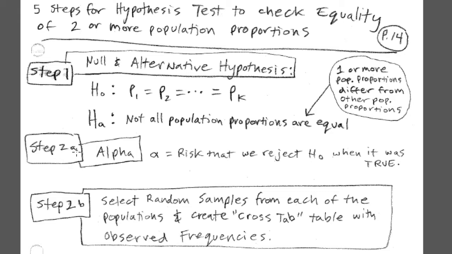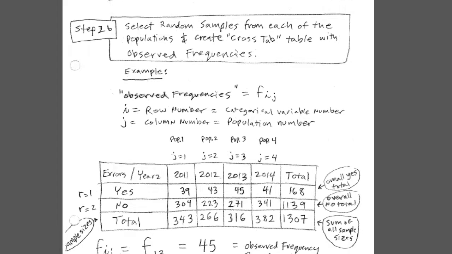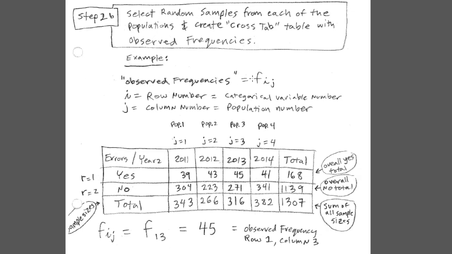Step 2, we're going to have step 2a and step 2b. Well, we know step 2, we set our alpha. That's the risk that we reject the null when it is actually true. Step 2b, we're going to select a random sample from each of the populations. That means for each year getting our yeses and nos, and create a cross-tab table with observed frequencies. Now, the observed frequencies, as we mentioned, is going to be F for frequency, observed frequency, row i, column j.